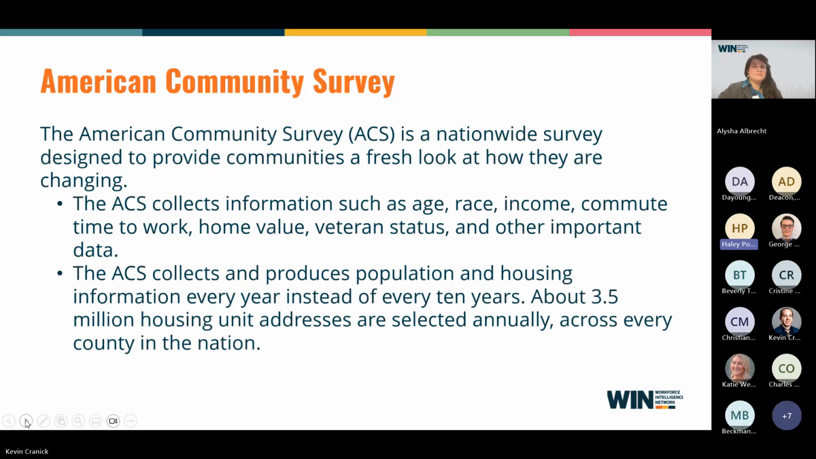So it's a nationwide survey. It collects information like race, age, income, commute time, home value, veteran status, and other data. It produces population and housing information every year instead of every 10 years, but it reaches about 3.5 million housing unit addresses selected annually. So it's not everyone like the census. Next slide.